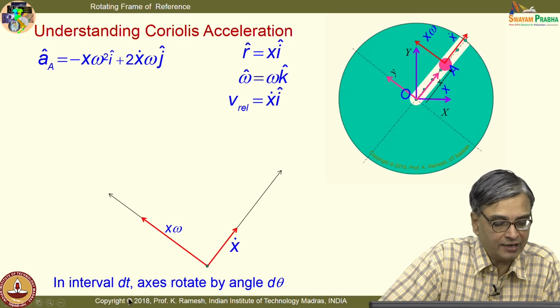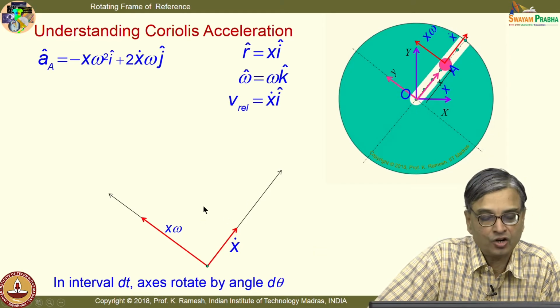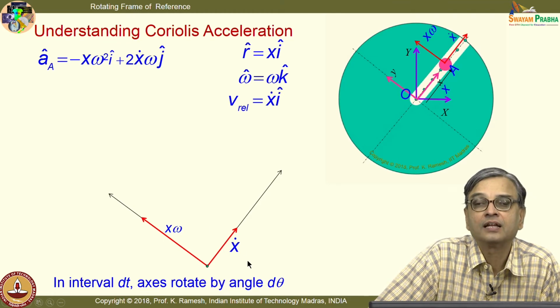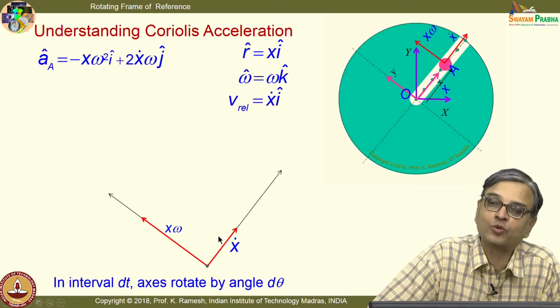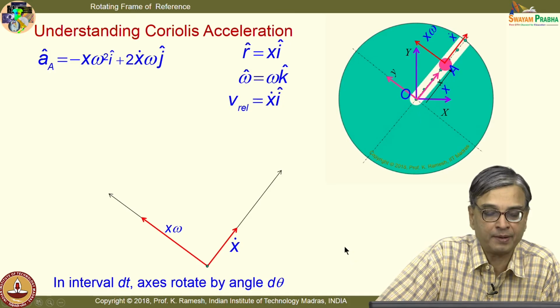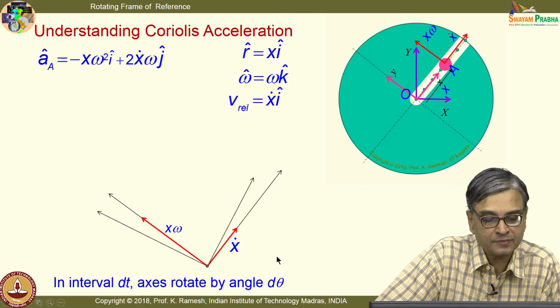So, in an interval dt, the axis rotates by angle d theta. Let me draw that, and I would appreciate that you make a neat sketch of it. I will also repeat this sketch once more, so that if you miss out some of the details, you could fill them up the second time. So, I have this rotated by d theta.